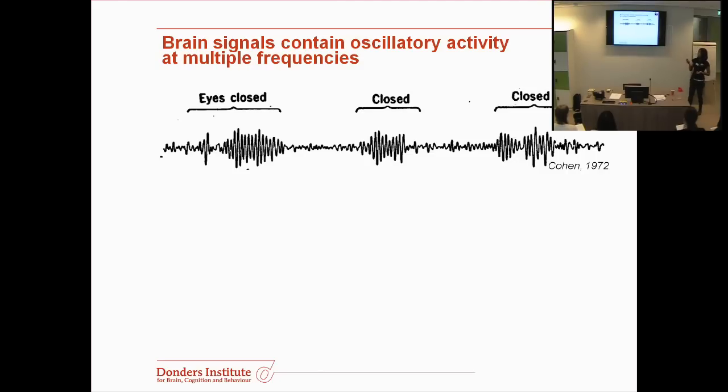Okay, so the brain signals contain oscillatory activity at multiple frequencies. Here, what you see on the top figure is the very first MEG experiment, done back in 1972 by Cohen. It is a replication of the earlier EEG study done by Hans Berger back in 1920. What this experiment showed was that when the subject's eyes are closed, there is a much higher amplitude in the oscillation than when the subject's eyes are open. And this is a very robust effect.